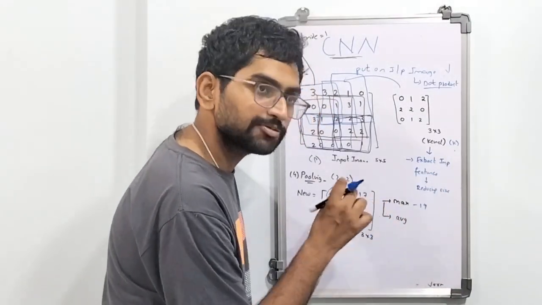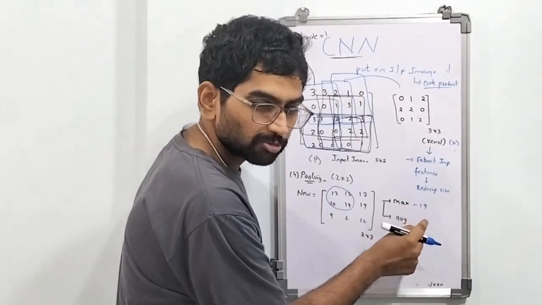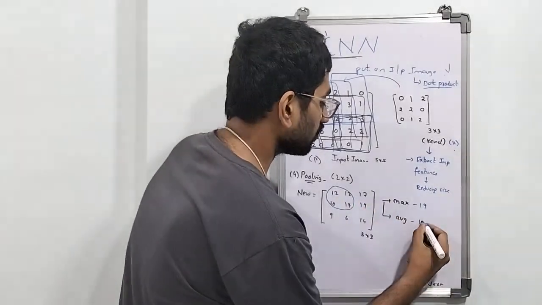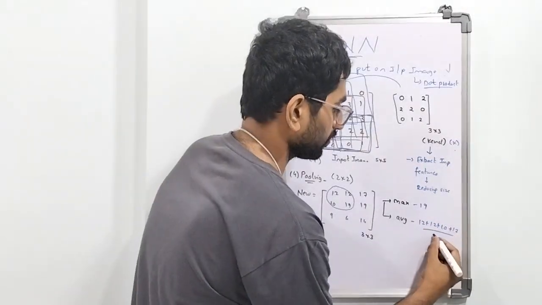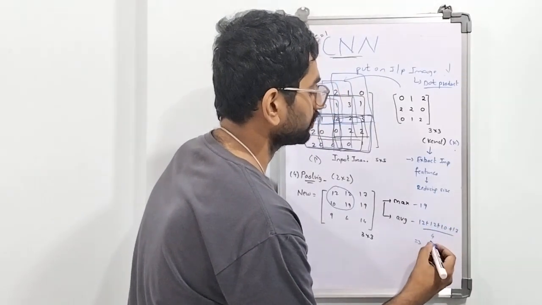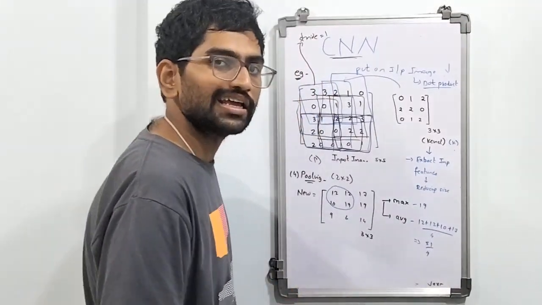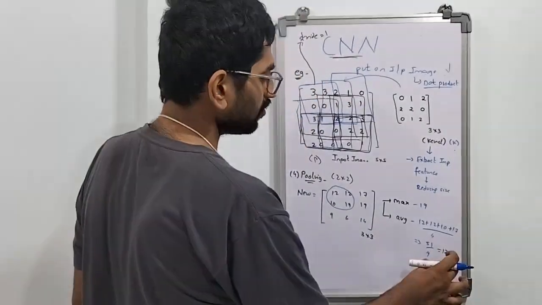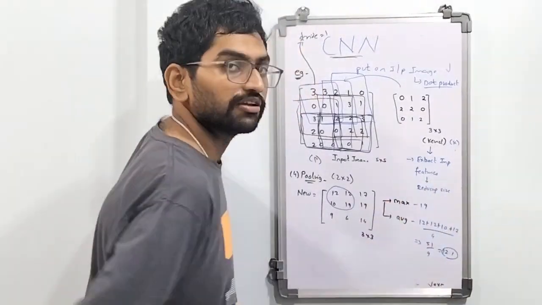What is the meaning of average pooling? See, out of these 4, 19 is the maximum value, so the max pooling value will be 19. So what is the average pooling here? You will take the mean of all of these: 10 plus 17, then 27, plus 12, 39, plus 12, 51, divided by 4. You will get some 12 point something, let's say 12.1. So this particular value will be the average pooling value.